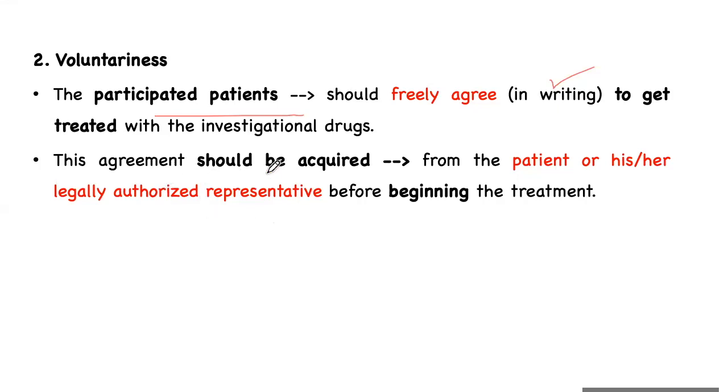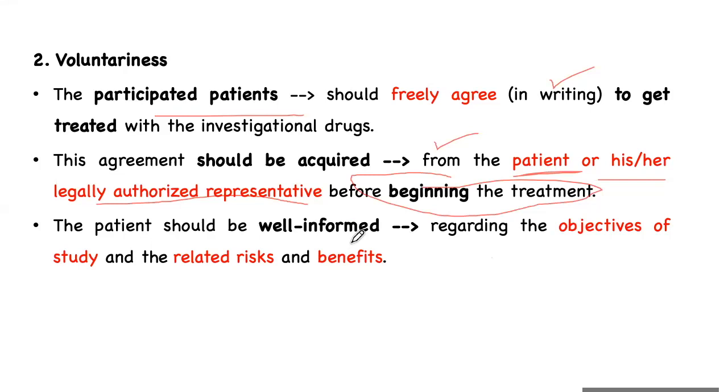So this is called the consent form. This agreement should be acquired either from the patient, or, if the patient is not in a condition to give the agreement, for example a mentally disturbed patient, an unconscious patient, or a patient who is in a coma, where obviously the patient will not give his own agreement, then you can take the agreement from his or her legal authorized representative before beginning the treatment. So this is very compulsory, and this document we call the consent form.